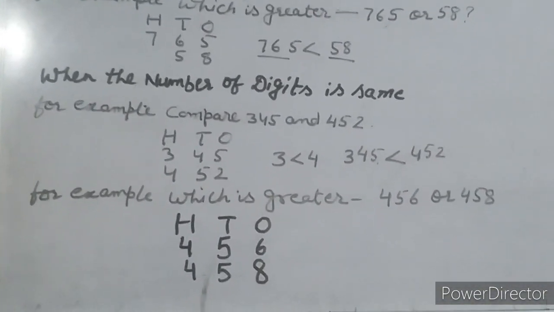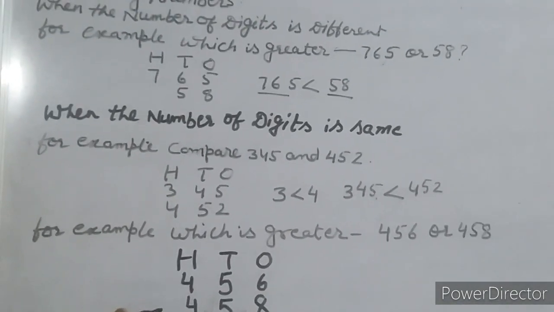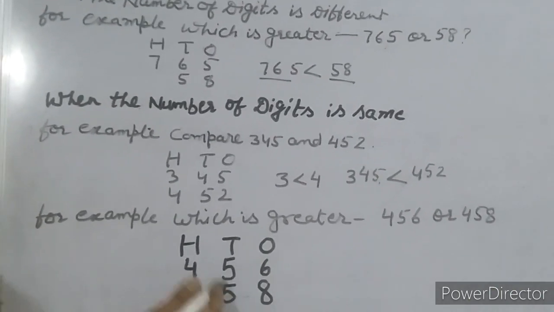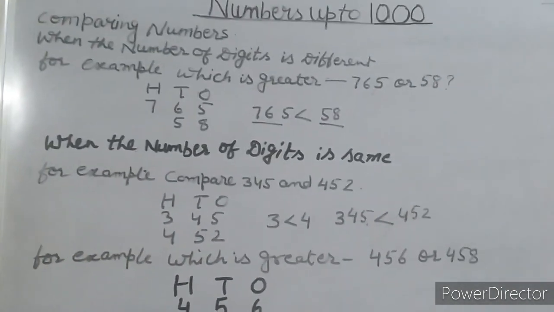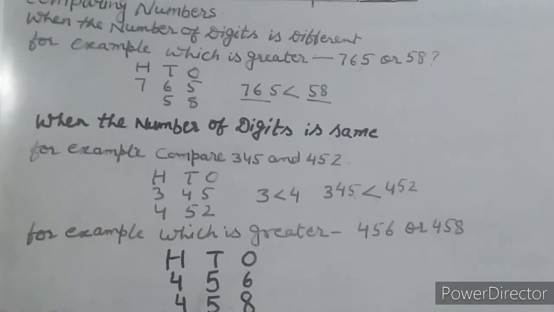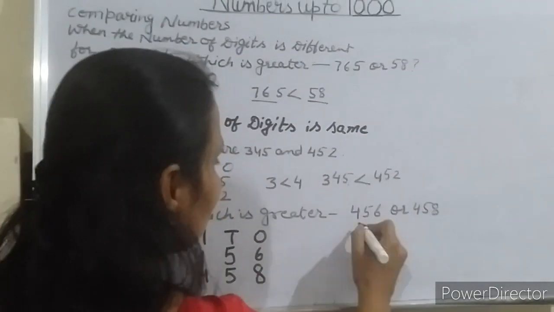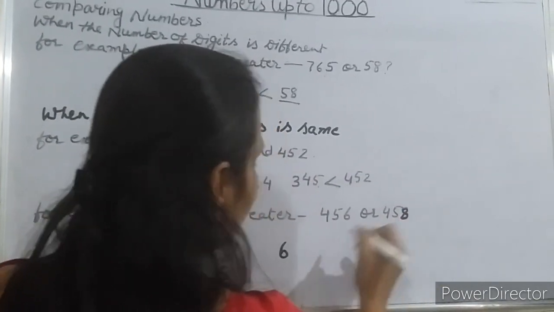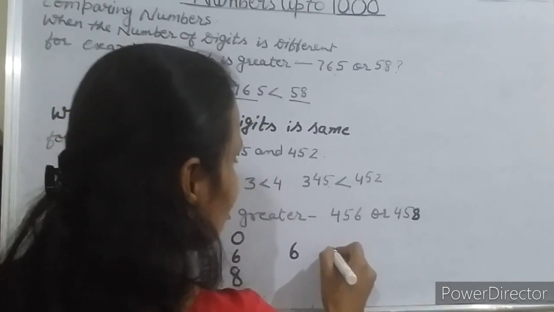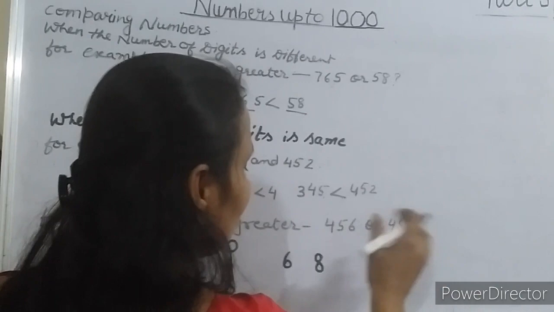See students, the digit at the hundreds place in both the numbers is 4. So what we have to do? Now we will compare the digit at the tens place. The digit at the tens place in both the numbers is 5. So what we will do now? So we will compare the digit at the ones place. So here at the ones place, in 456 it is 6 and here in 458 the digit is 8. Here in 456 we have written 6 and here in 458 we have written 8.